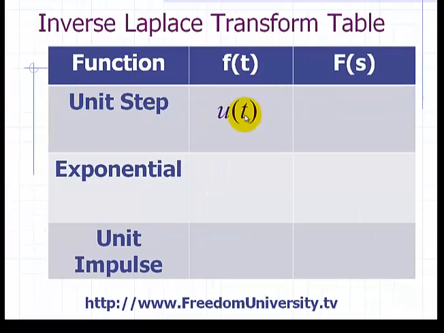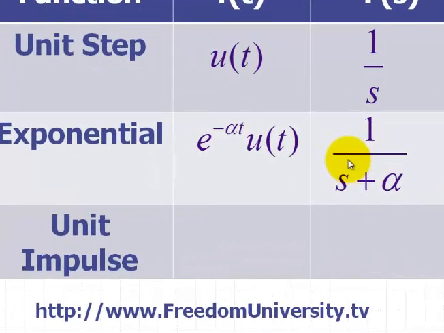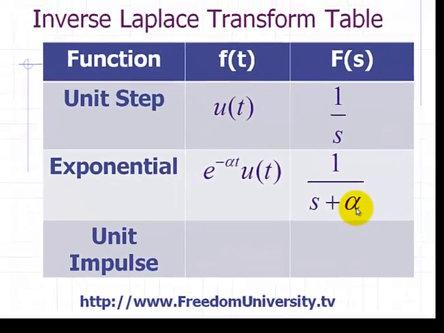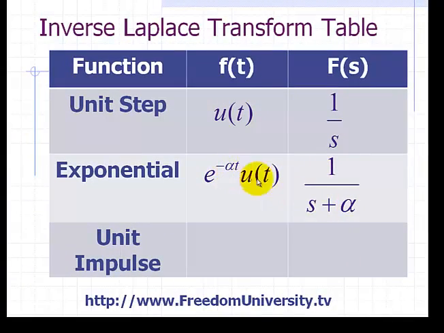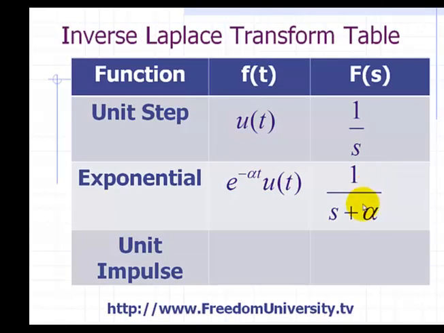First, we have our unit step, and we saw that the Laplace transform of a unit step is 1 over s. For an exponential, we have e to the minus alpha t u of t, and for this function we have the Laplace transform 1 over s plus alpha. Note, when alpha is equal to 0, this reduces to the special case of a unit step, 1 over s.